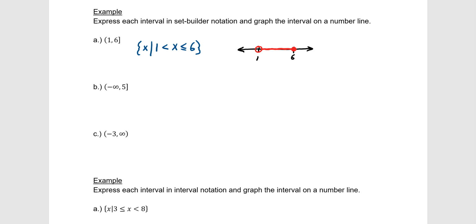It's the interval between 1 and 6, not including the 1, so we have an open circle, and it's including the 6, so we have a filled in circle.